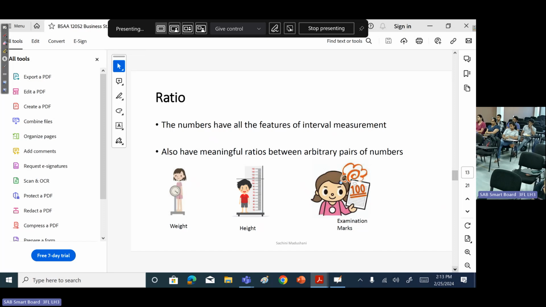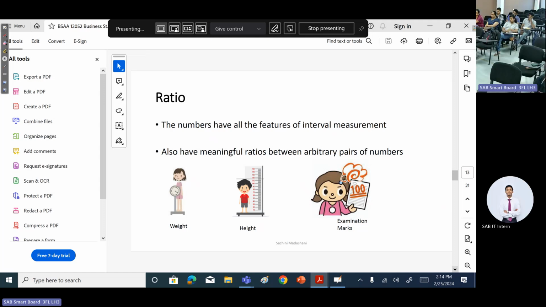Understood? Then we can apply any mathematical operations to the ratio scale variables. Okay, understood? Then weight, height, okay, then monthly income, monthly expenditure. Understood? Then those things are falling into the ratio scale category. Understood? Okay, then what is the first one?